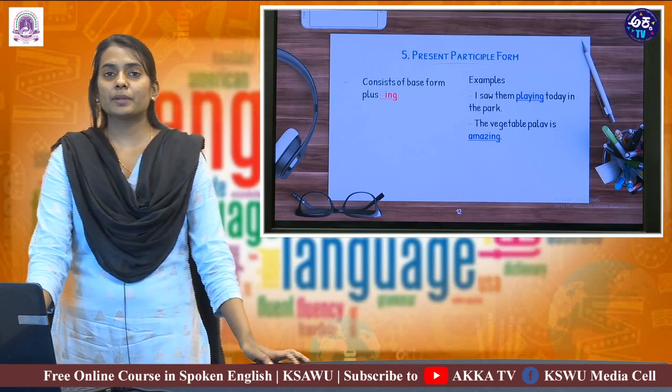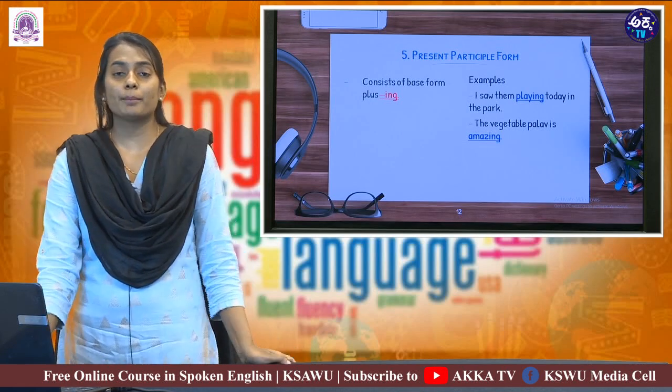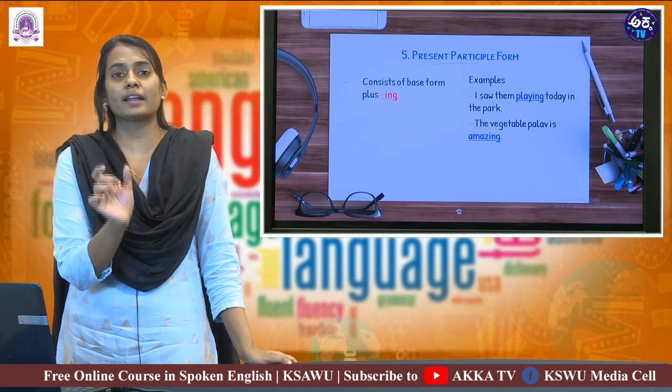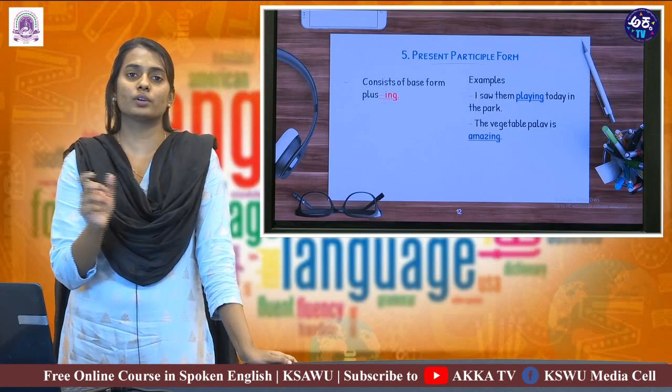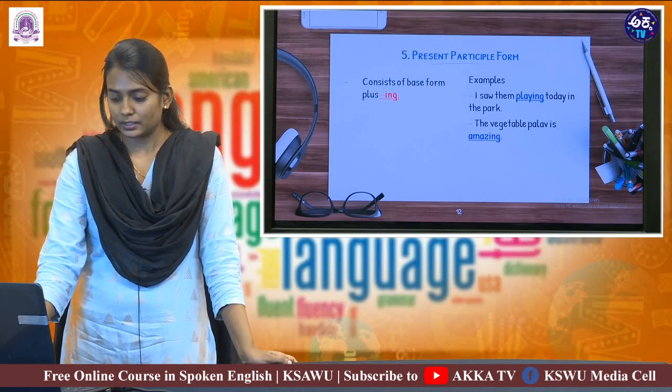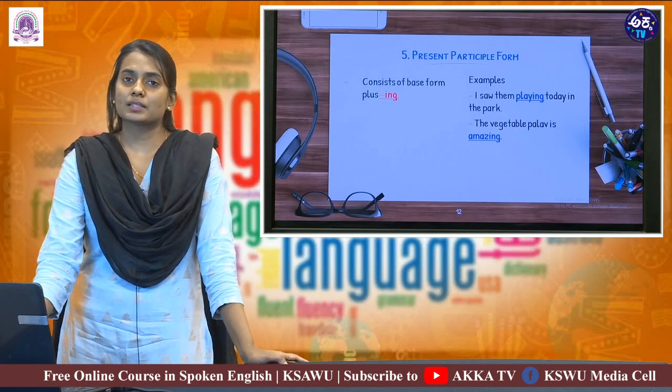And the vegetable pulav is amazing. So amaze is a verb and we have added ing to it. So it became amazing. Okay, so this is the present participle form.